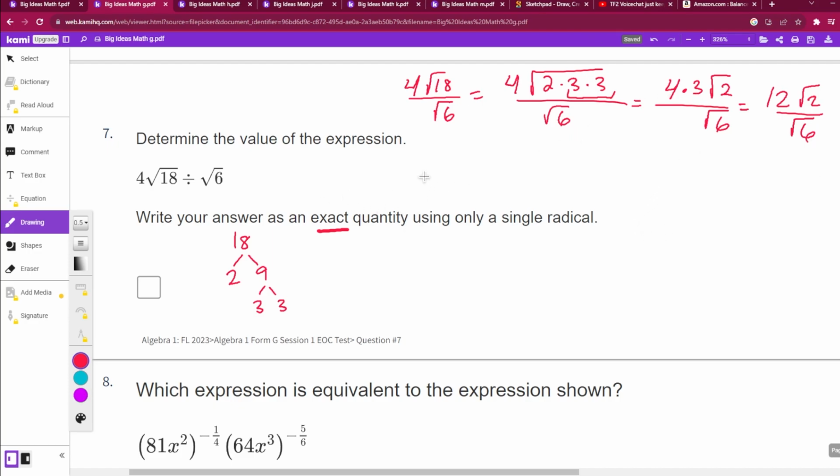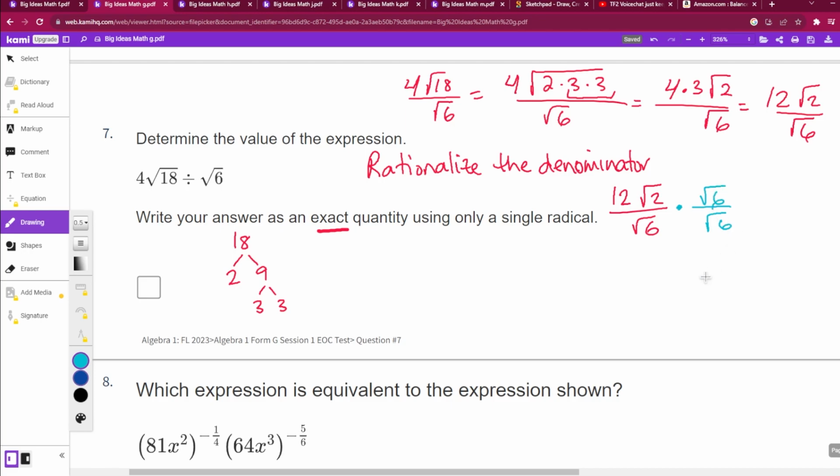Good. Now we want to rationalize the denominator. That means get rid of the root in the denominator. So take your 12 times root 2 over root 6, and now we're going to multiply by whatever this bottom is. So root 6 over root 6. The reason why we do that is because when we multiply 6 times 6, we get 36. The square root of 36 is 6. So on the bottom, we get 6. On the top, we get 12 times the square root of 12.